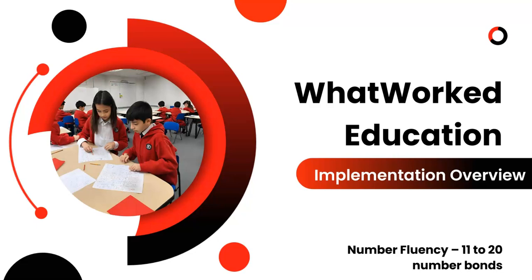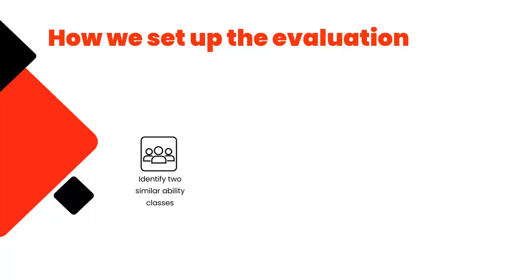Implementation overview. Number fluency, 11 to 20 number bonds. How we help you set up the evaluation. The first thing we ask you to do is identify two similar ability classes.